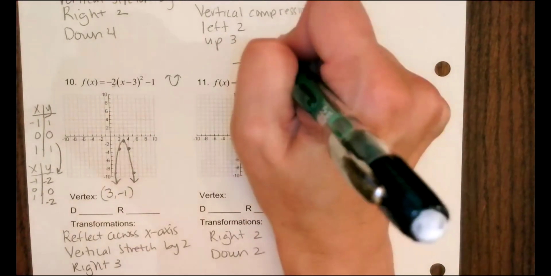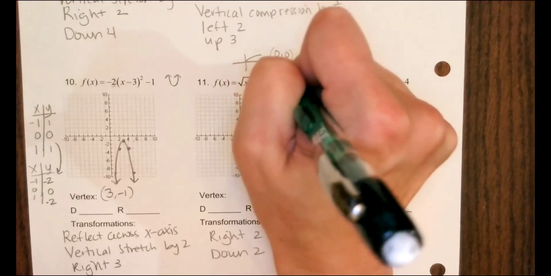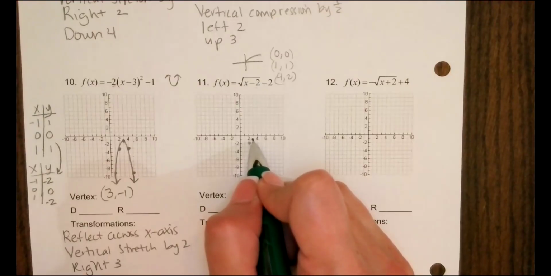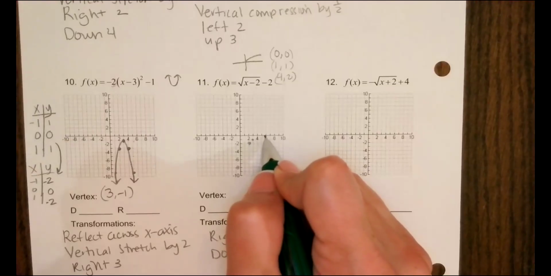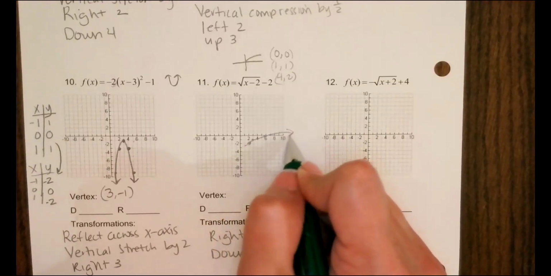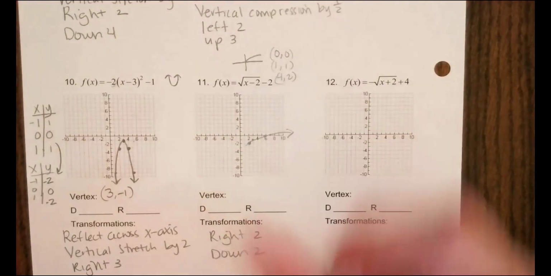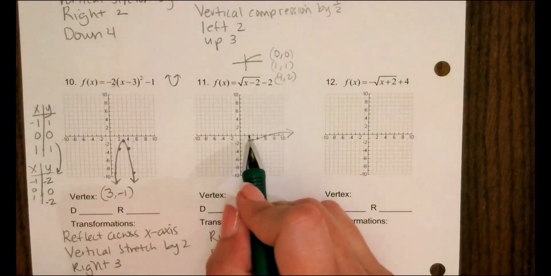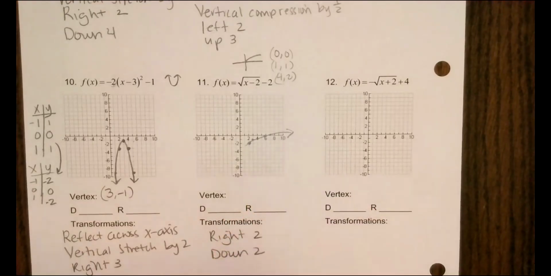The key points for the square root one were 0, 0, 1, 1, and 4, 2. So from this new point, I can go over 1, up 1, and there's my next point, and over 4 and up 2, and there's the curve. I could do that because there was no stretch or compression, so it's the same exact size as the parent function. It is just moved over 2 and down 2. The rest of the graph looks exactly the same since there's no stretch or compression.